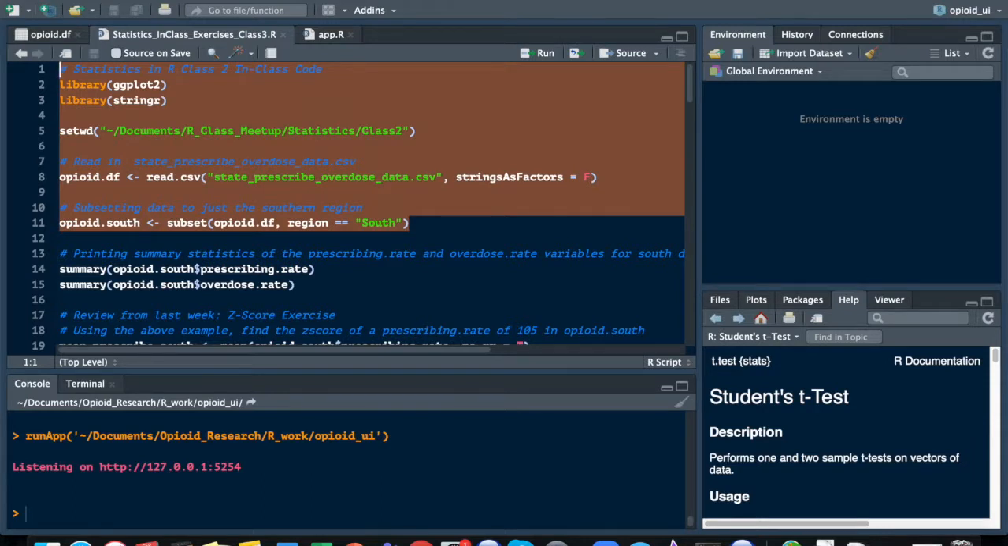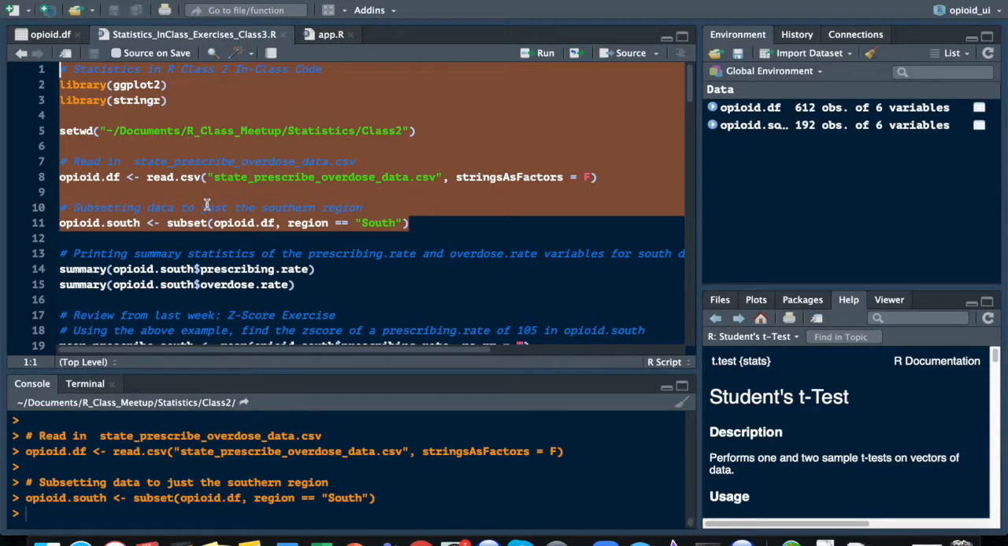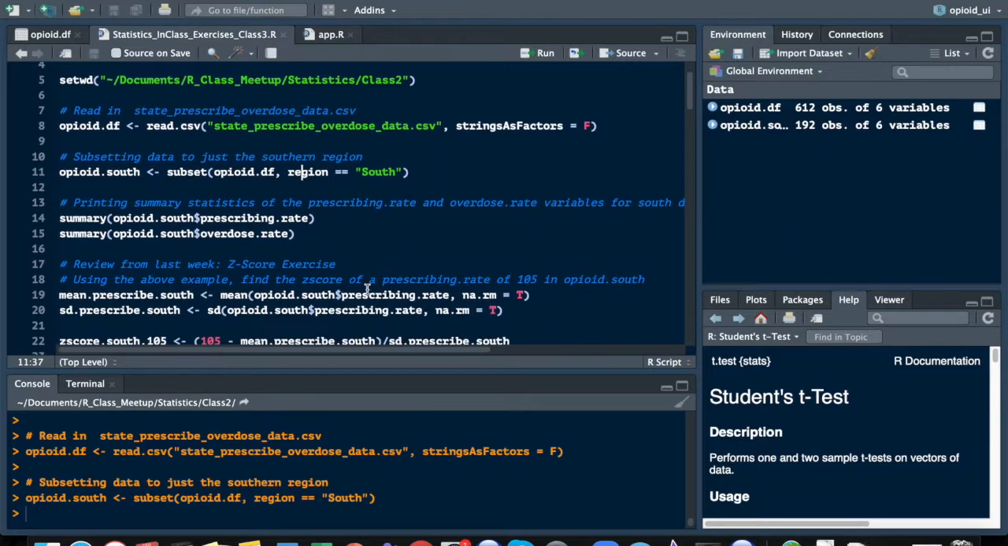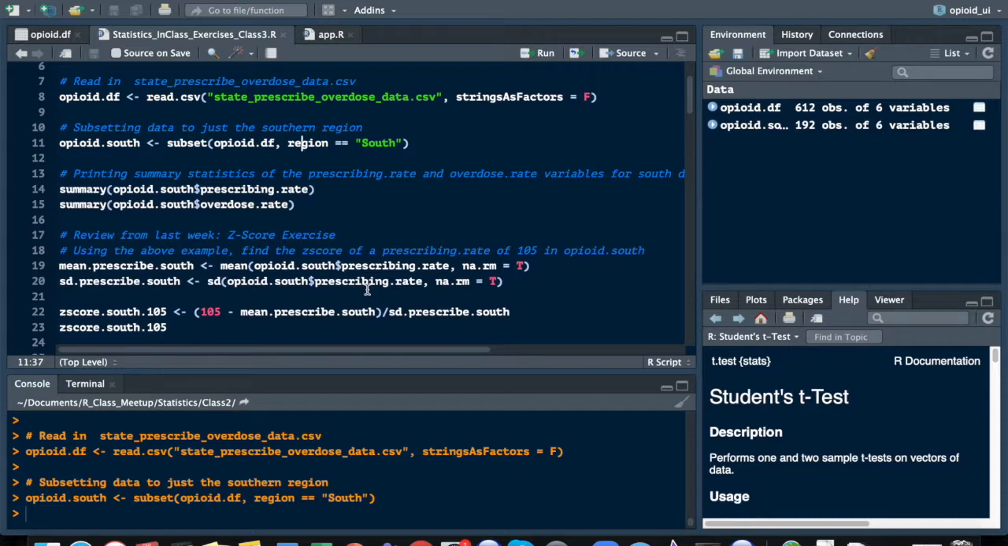So we worked last week with this, opioid south. All of this will be the prescribing rates for opioids and the overdose rates in the southern states of the country. So that's already clean for you. So the first thing I wanted to show, and I'm actually going to view and zoom in one more. These are the values that we're going to be working with.